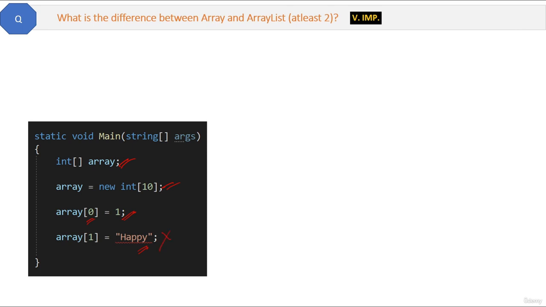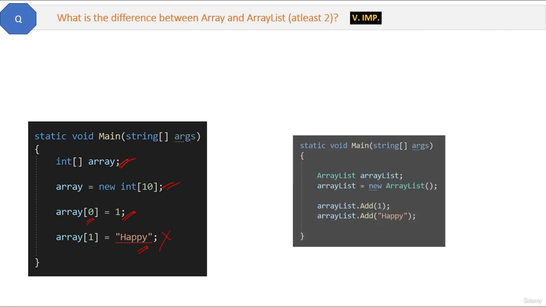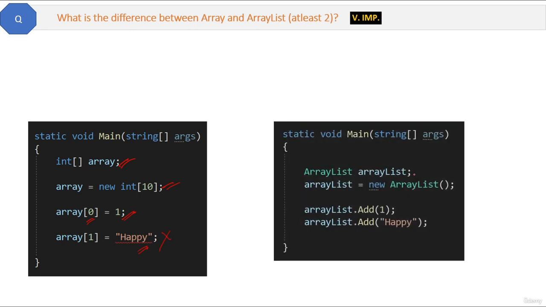Similarly, here is the code of ArrayList. An ArrayList has been declared and then its instance has been created, and then items are added inside it. Now here we can store items of different types like integers, strings, any type. The reason is ArrayList converts these integer and string values to objects. Therefore, ArrayList stores objects only, and that is boxing, and we discussed boxing in a previous video.